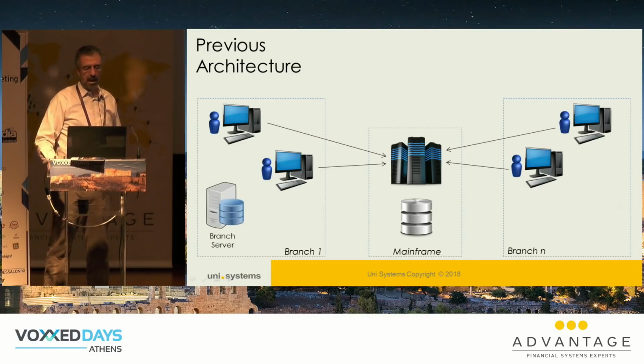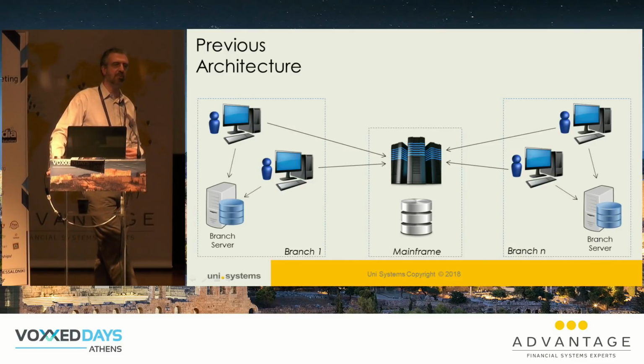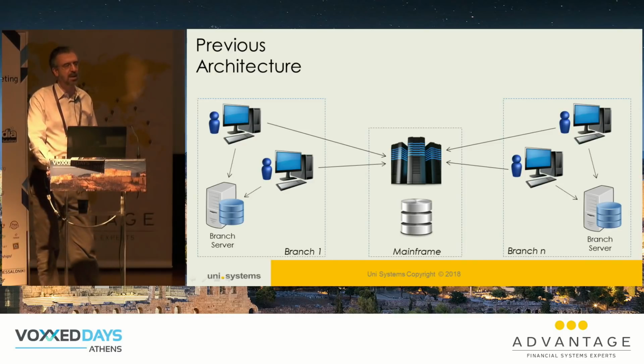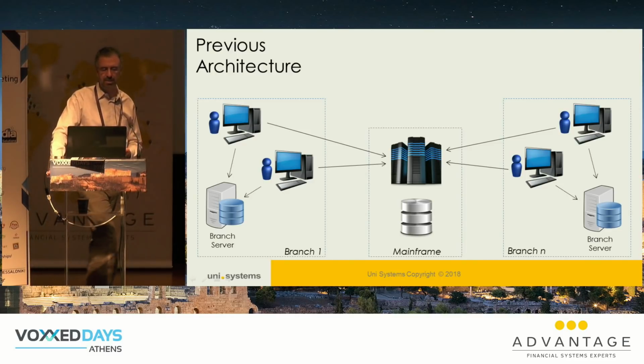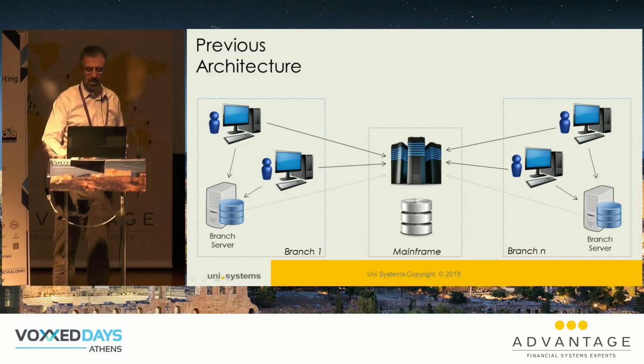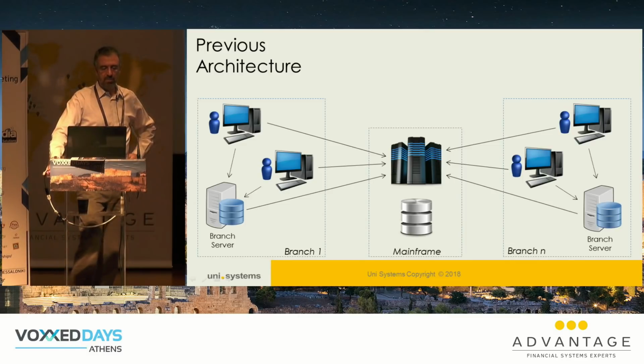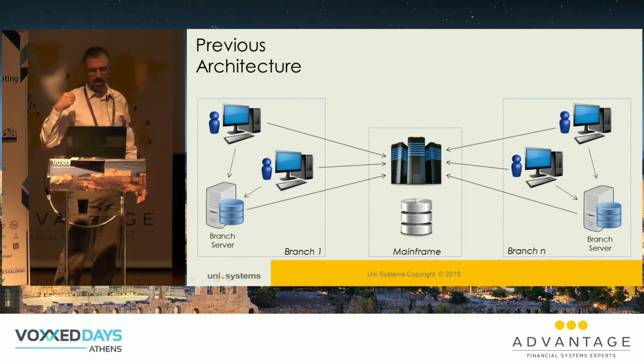Additionally, each branch had a local branch server where they would be keeping some static data. For example, what were the currency exchange prices and stuff like that. So that anything that could be cached locally, the applications wouldn't have to go to the mainframe to get it. And of course, the branch server would get these values from the mainframe whenever they were changed.